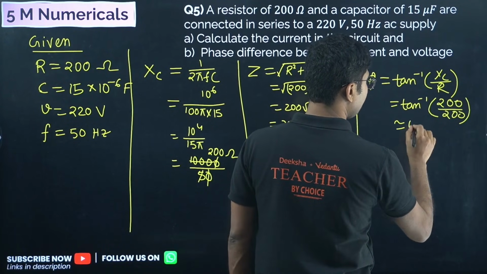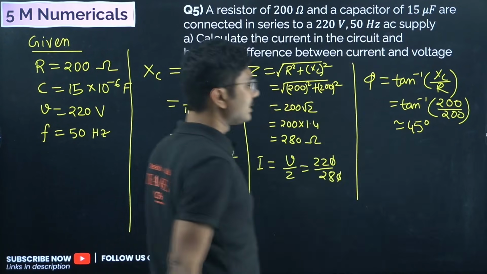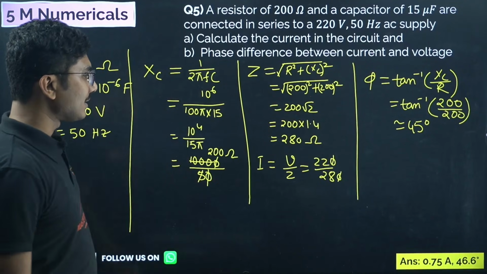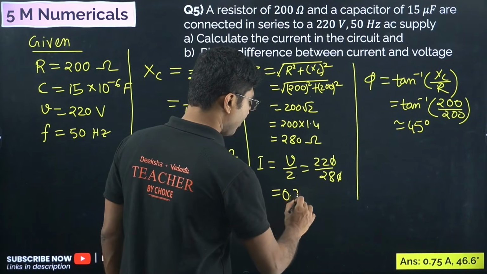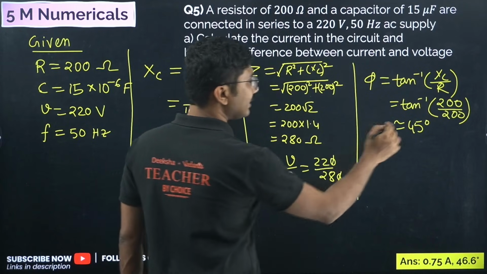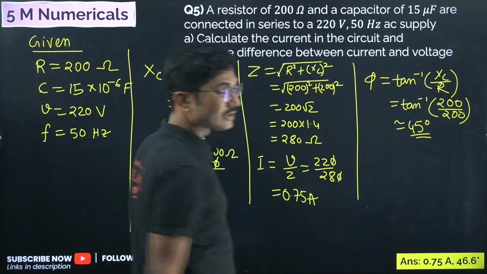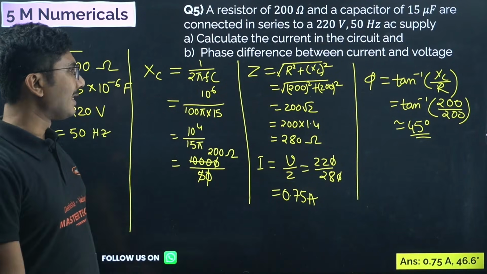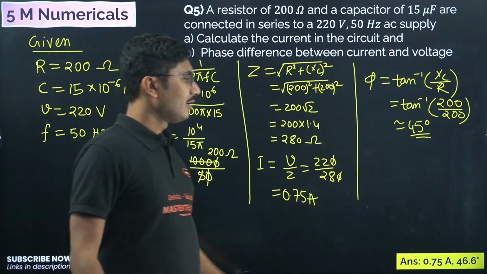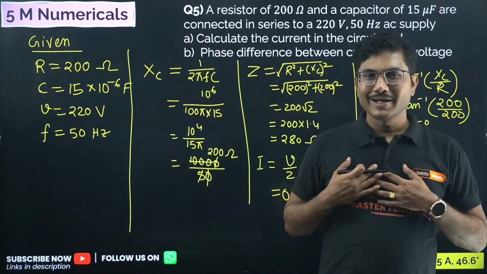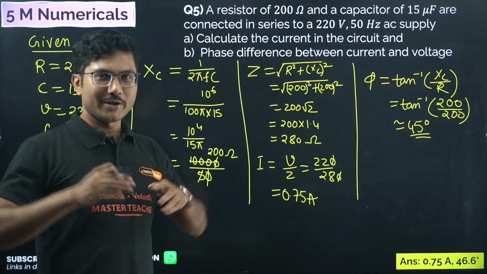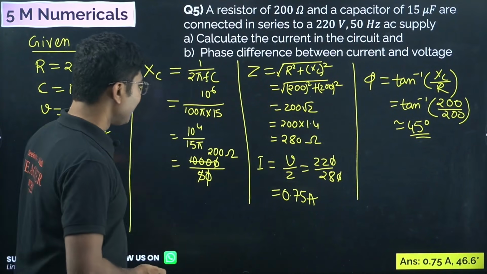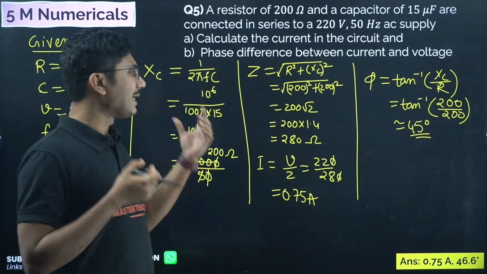So approximately 45 degrees. Now let's see the exact answer. Exact answer is 0.75. If you put the exact values, you will get 0.75 ampere, and this will turn out to be 46.6 degrees. Please take this much leniency on me, right? I am working hard over here without using a calculator, so I hope you will forgive me for not giving you the exact values, but you have a calculator.